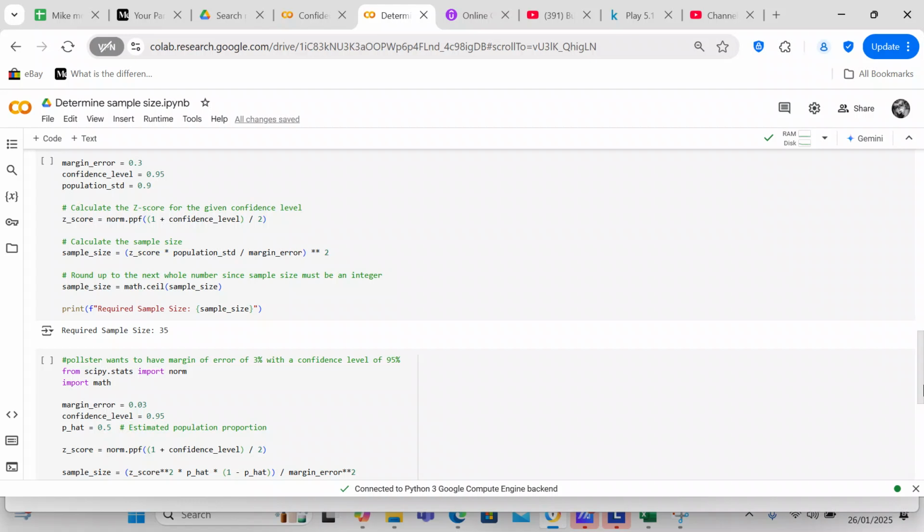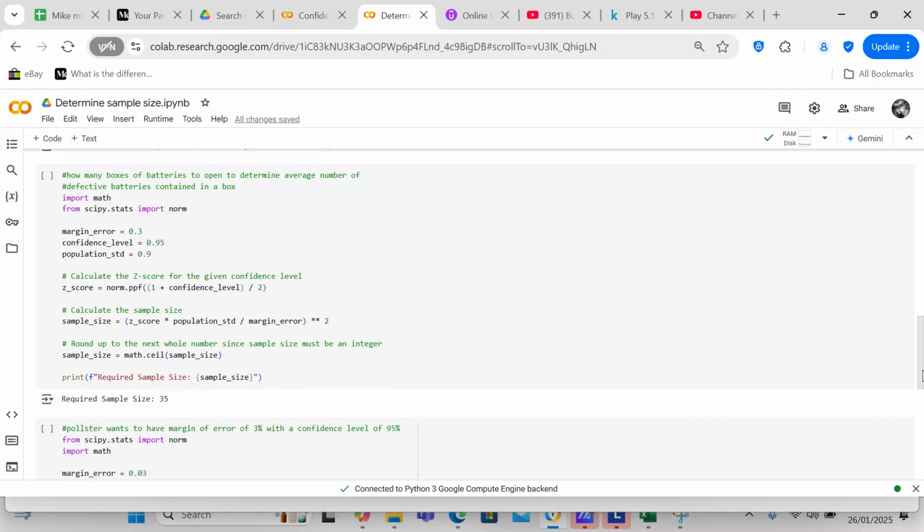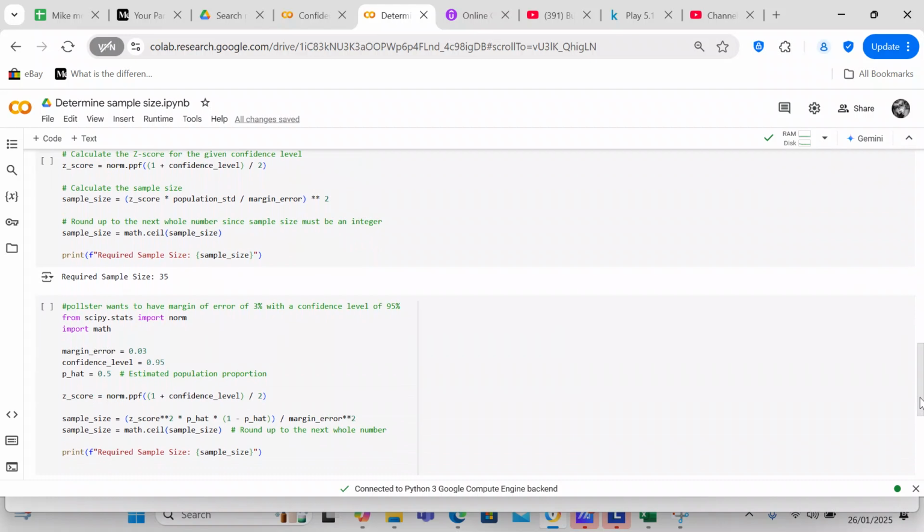So you're going to need to have 35 boxes of batteries to open to determine the average number of defective batteries. So that's your sample size. And so what math.ceil does is that it rounds that up to the nearest value. And the reason why it rounds it up to the nearest value is because you can't have half of a box. You have to have a whole box.